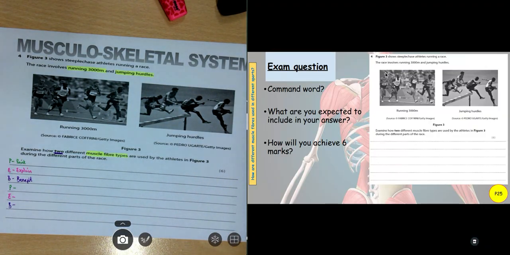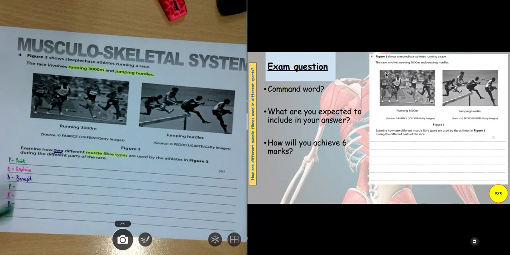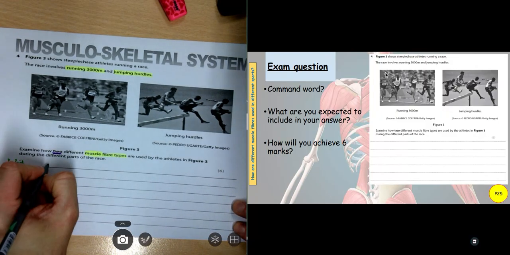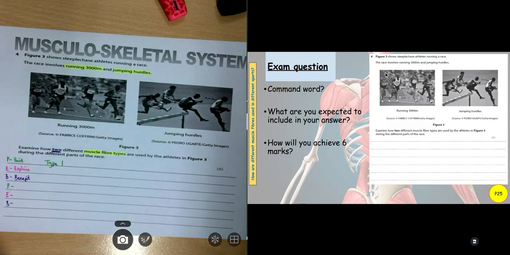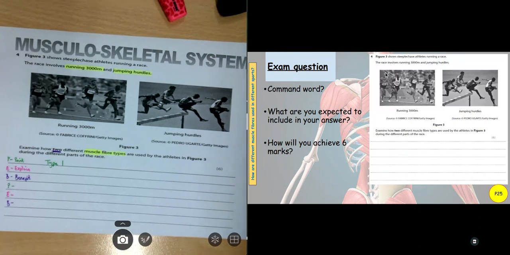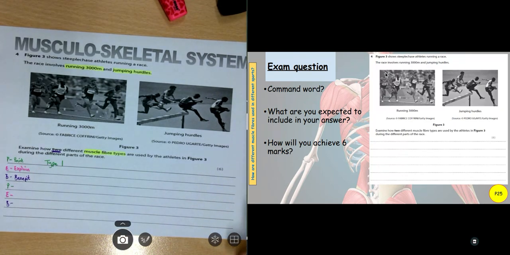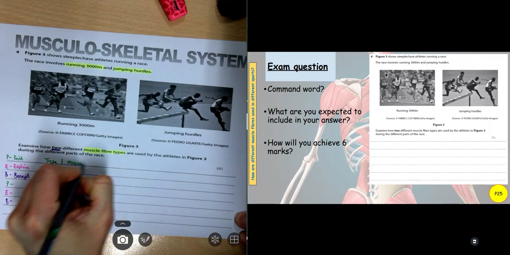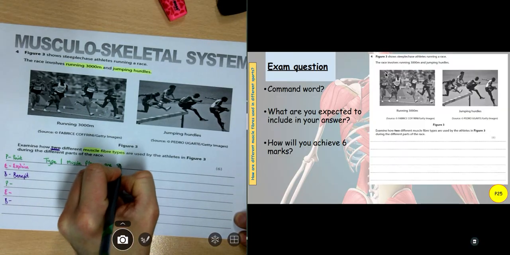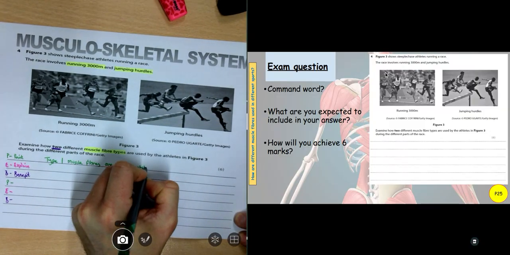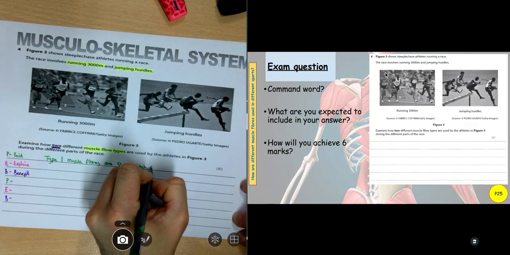So what we would do here to be able to answer this question is we need to make 2 points, 2 pieces of information that we have learned in today's lesson. So the first one will be just to identify a type of muscle fibres. So today this will be easy because we've just gone through this. We'd need to have this information readily available to us that we can call on when we need it. So type 1 muscle fibres are slow twitch fibres.